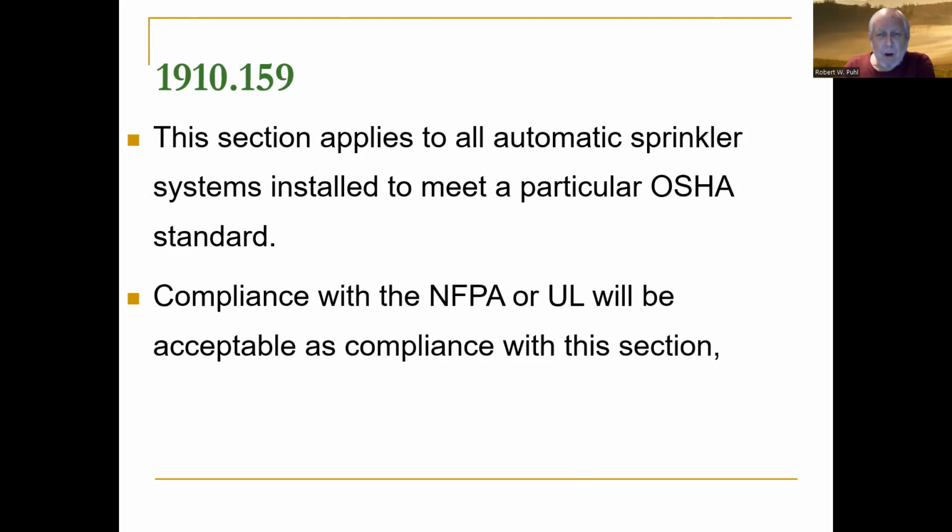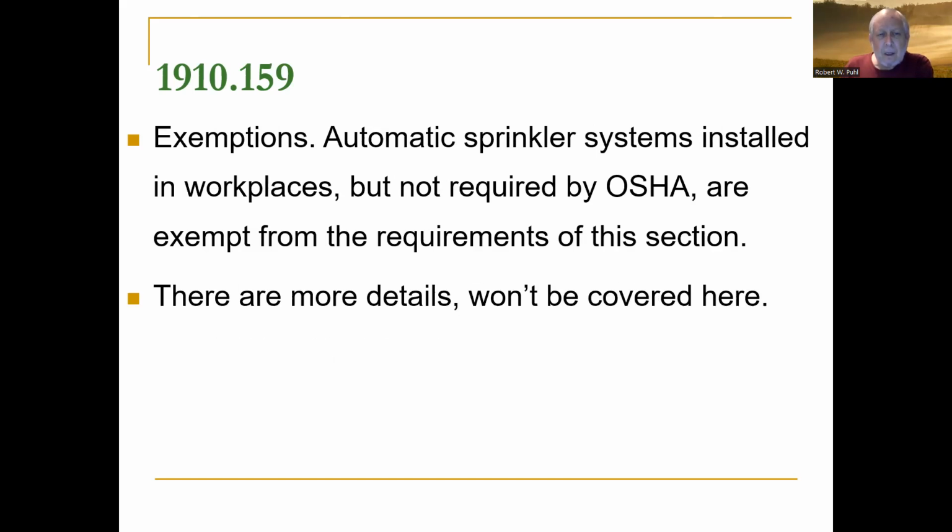159, this section applies to all automatic sprinkler systems installed to meet a particular OSHA standard. So this isn't just the sprinkler systems in your house. This is one that's installed to meet a particular OSHA standard. And then they also say compliance with the NFPA or UL will be acceptable as compliance with this section. So if UL has tested the system, then it's good enough for this 159. And that makes a lot of sense.